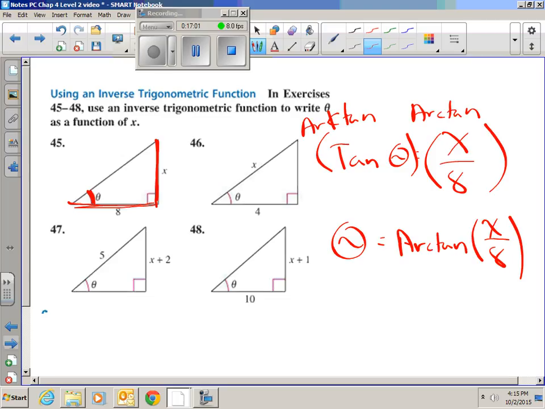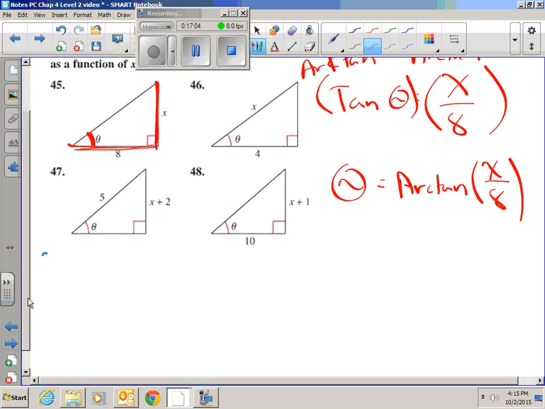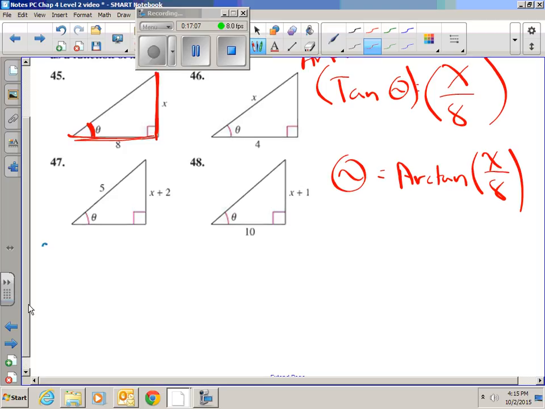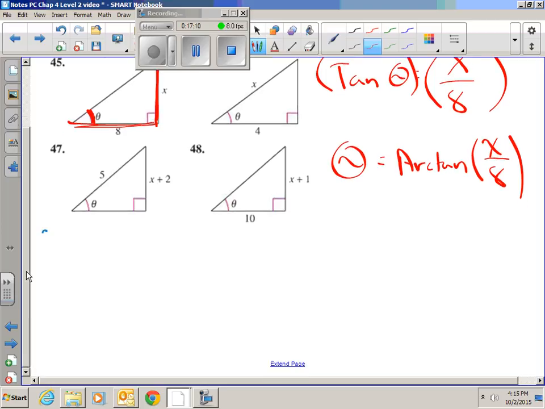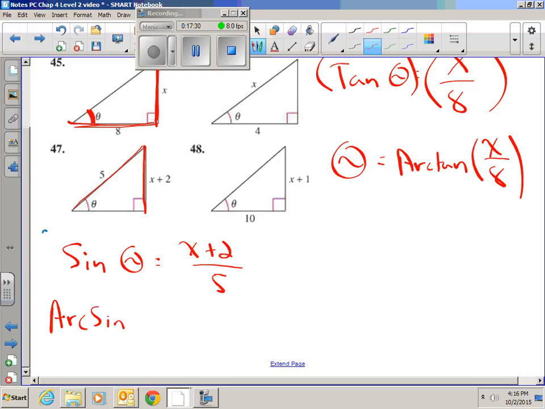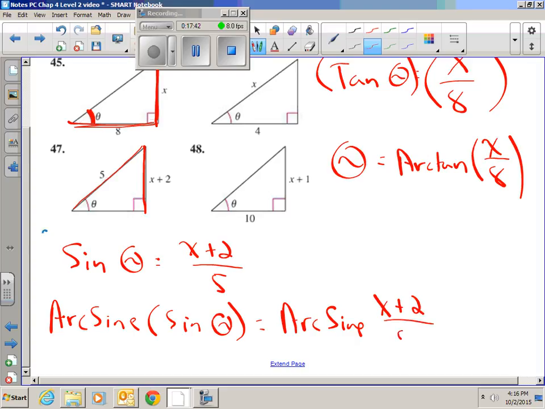Let's do number 47, so it's a little bit different. Looking at theta, I have a hypotenuse and an opposite, so I know that sine theta is equal to x plus 2 over 5. I am going to arc sine both sides. So arc sine of sine theta is equal to arc sine of x plus 2 over 5.